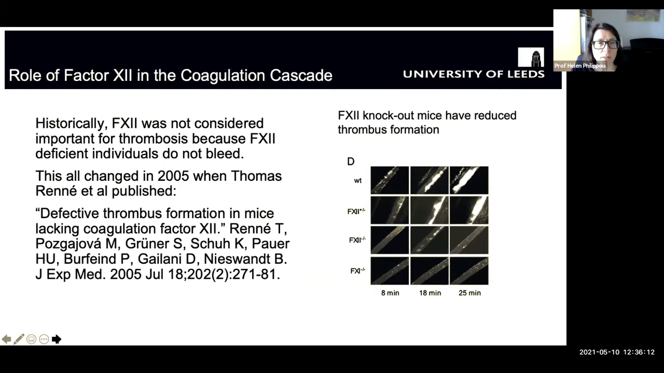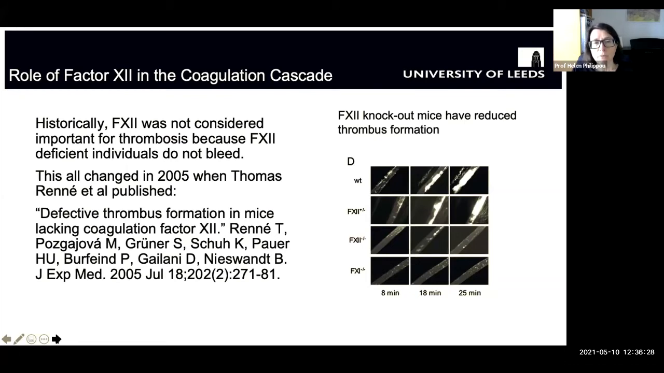historically, it was thought that factor 12 didn't play a role in thrombosis, and this was partly because factor 12 deficient individuals didn't show a bleeding phenotype, and therefore it was considered that if the patient's not showing bleeding, then factor 12 is not involved in thrombosis.